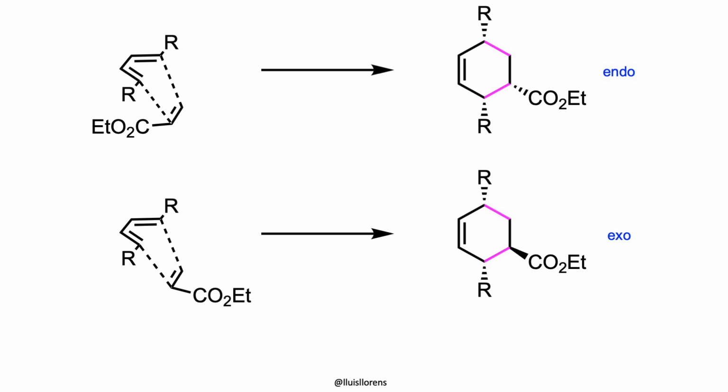In this case, according to secondary orbital interactions, the predominant product is the endo cycloadduct. That is, the product generated from the alkene that approaches the diene with the substituent towards the pi system.